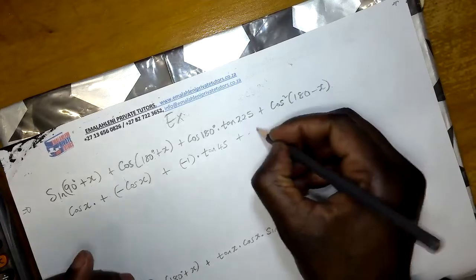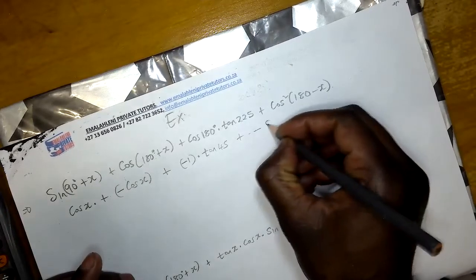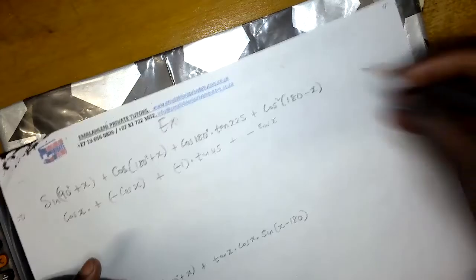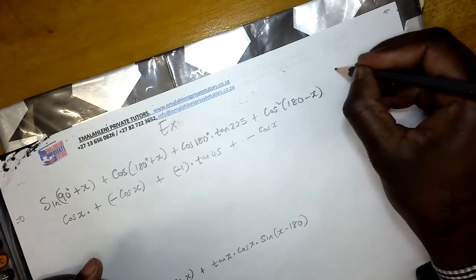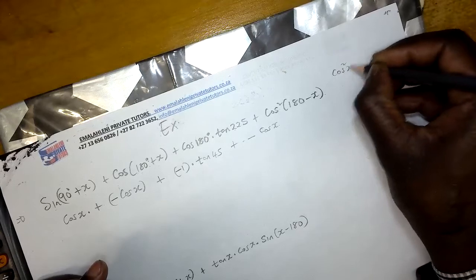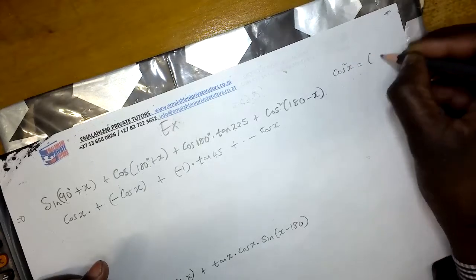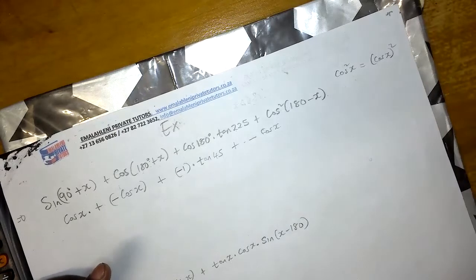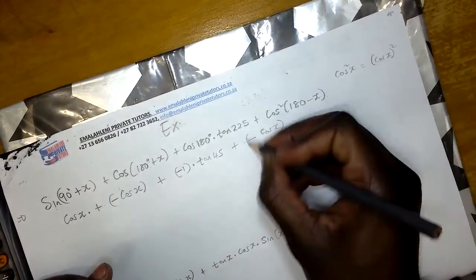So what do we know? We're going to put negative cos x. But remember, this one is negative. So you must always remember that when we say cos squared x, it is the same as, in a bracket, cos x, squared. Okay, that's what you must know. So it means we're going to put it in a bracket and squared.